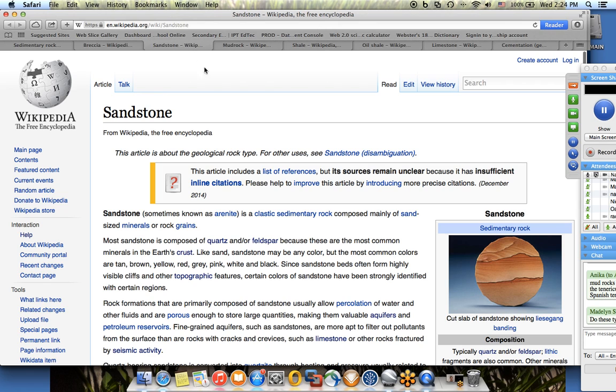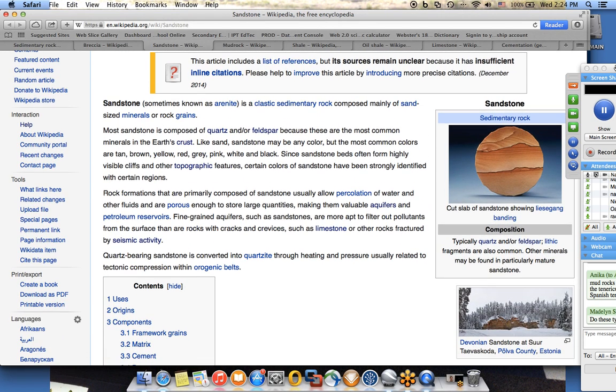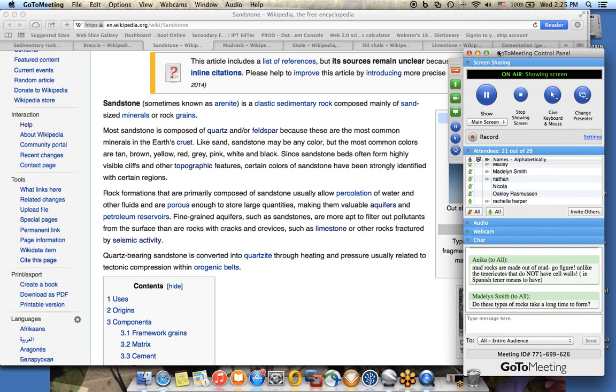Then we go to the article on sandstone. These are more familiar to me. Anika says mud rocks are made out of mud. Go figure.